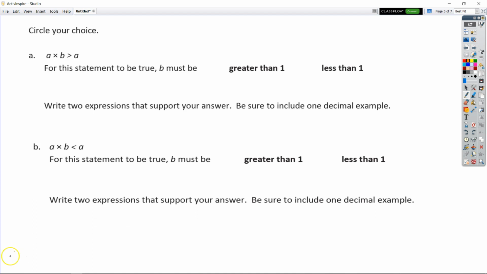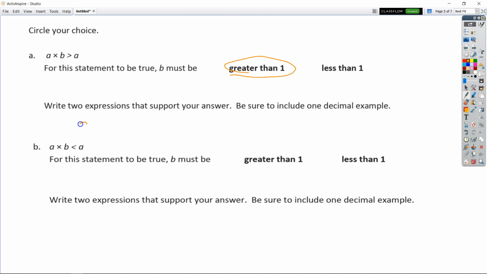All right, for this one, it says circle your choice. Remember, these letters are basically just substituting in for our question marks. They are variables. We can put any numbers in here to make it true. It says for this statement to be true, B must be what? Because it's saying greater than, that means that B must be greater than 1. All right, so we can write 2 statements that are true.